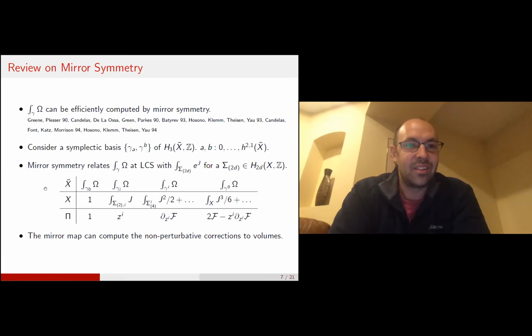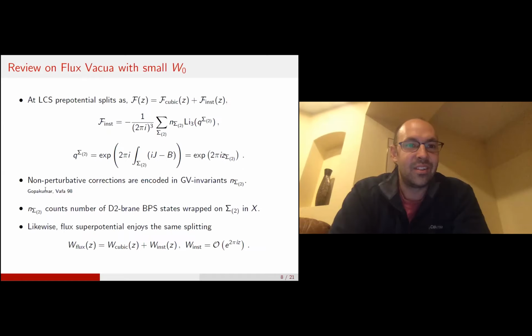Okay, now that we know how to compute the period vector at the large complex structure, we can ask what structure the period has, and whether we could find some moduli not there. So let us first look at the LCS prepotential. The prepotential at LCS has a very appealing feature, which is that it splits into the cubic terms and the instanton terms.